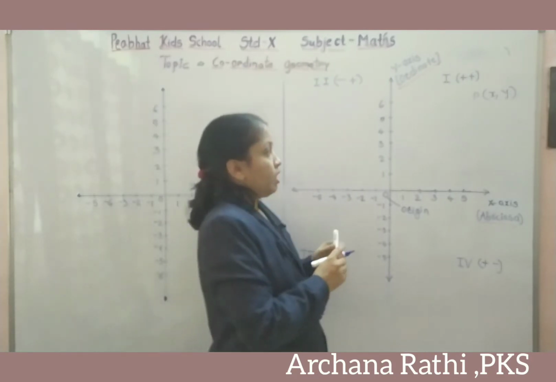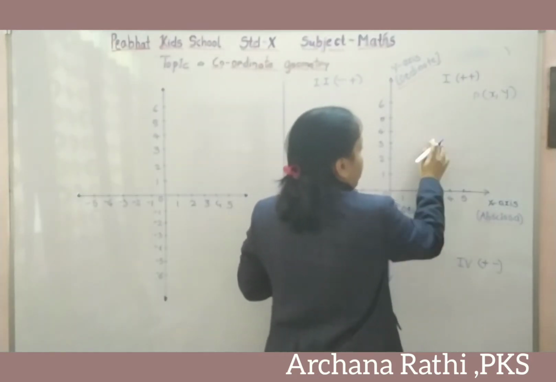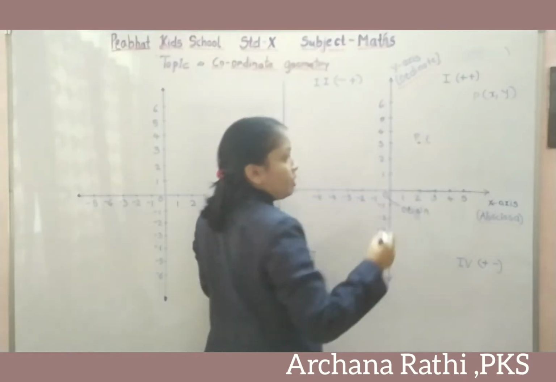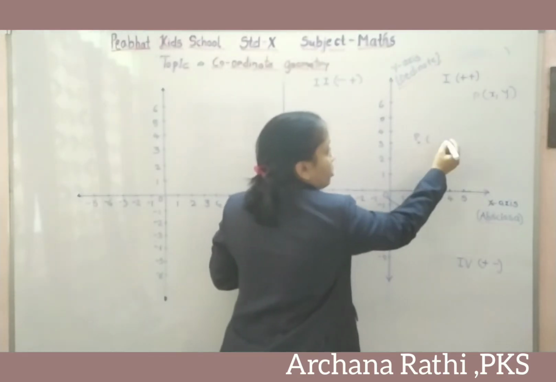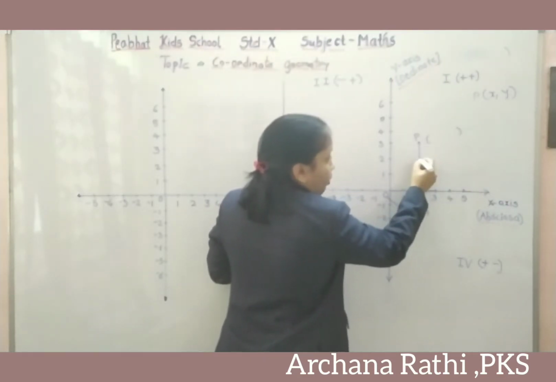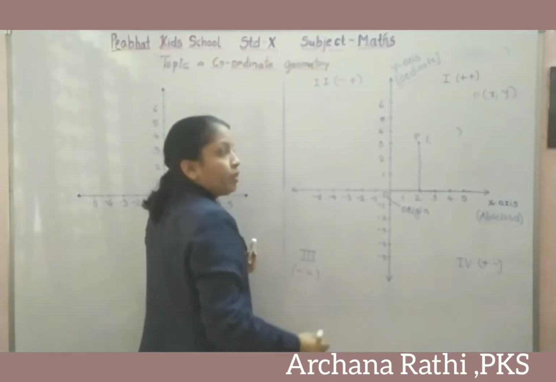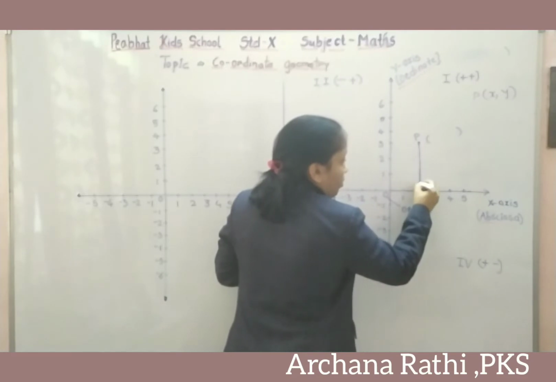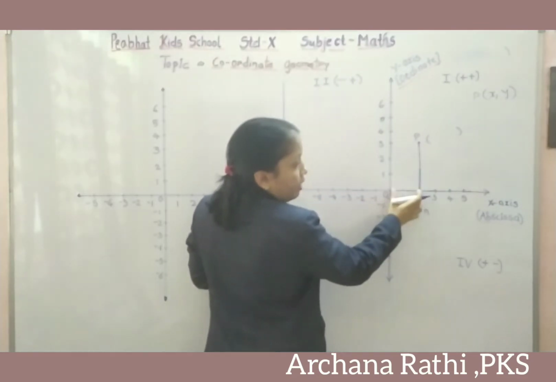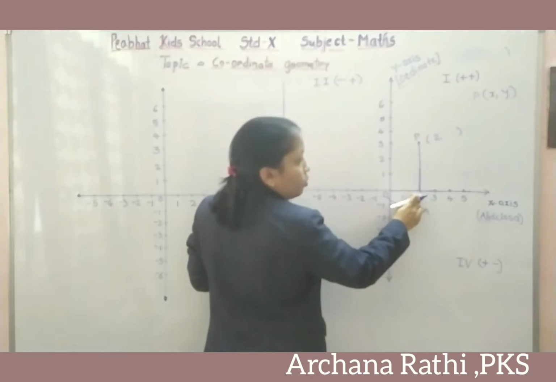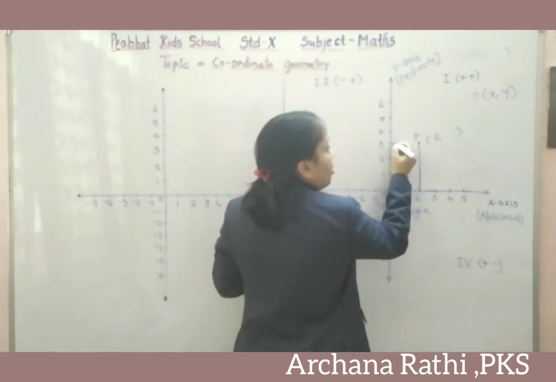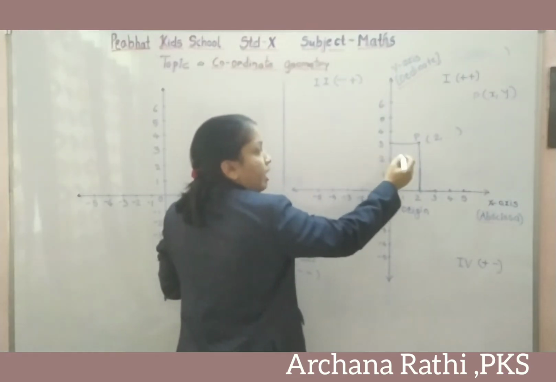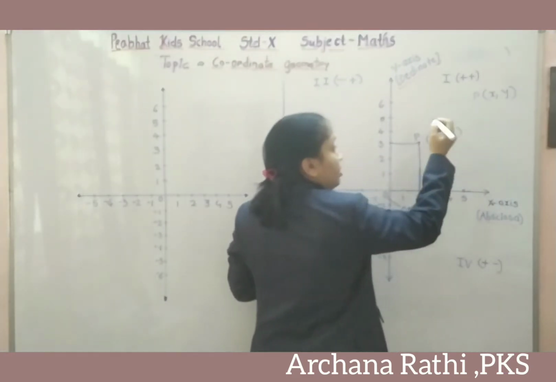Now, just take any point P. How to write the coordinates of this point? To write the coordinates of this point, just draw the perpendicular from that point on the x-axis. Here, what is the coordinate? Here, 2. As it meets at 2, therefore x coordinate is 2. And draw the perpendicular from P on the y-axis. Where does it touch? It touches at 3. Therefore, y coordinate is 3.